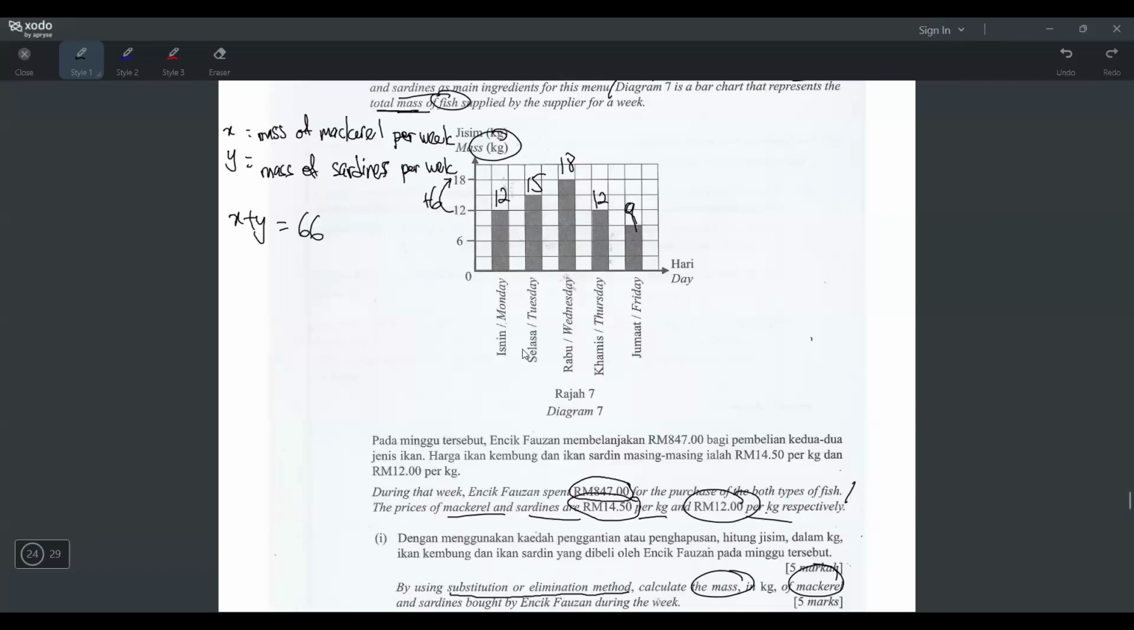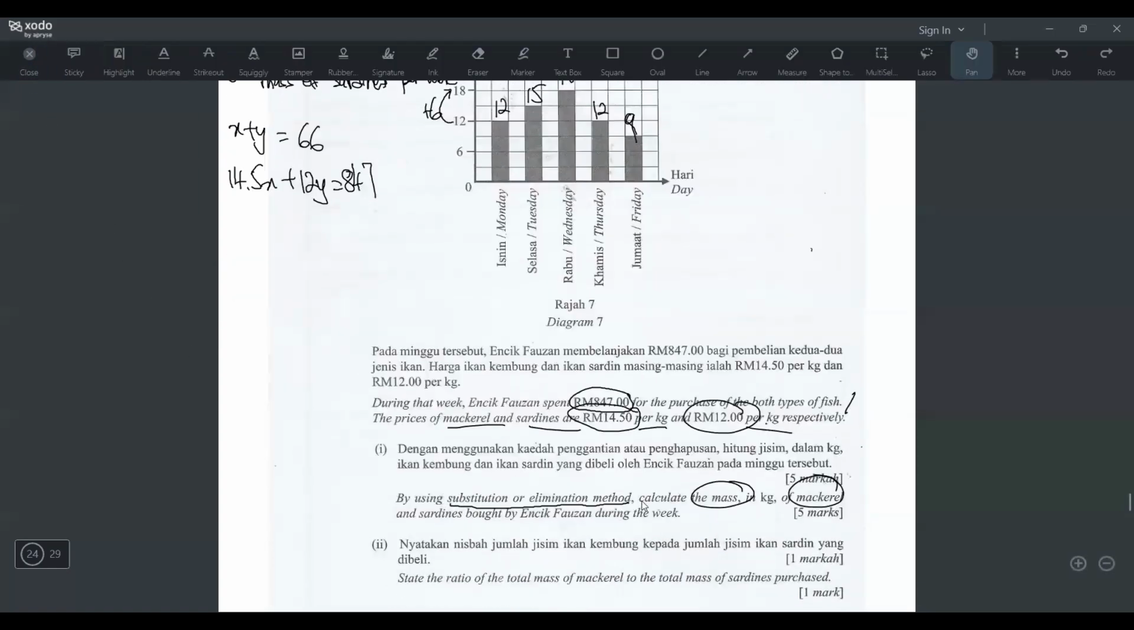I need another equation. They mentioned something about price here, right? He said EJ 1000 spent 847 to purchase. And the price of mackerel is 14 ringgit 50 cent per kg. If the price of 1 kg mackerel is 14 ringgit 50 cent, what about the price for x kg? It will be 14.5x plus 12y. 12 is the price for 1 kg sardine. So if there is y kg, then it's 12y. And when you add together, they spent a total of 847. So this is the second equation. So now we can start to solve for x and y.